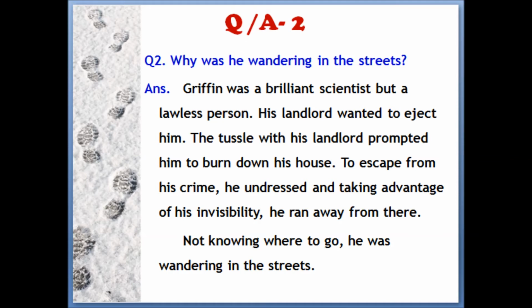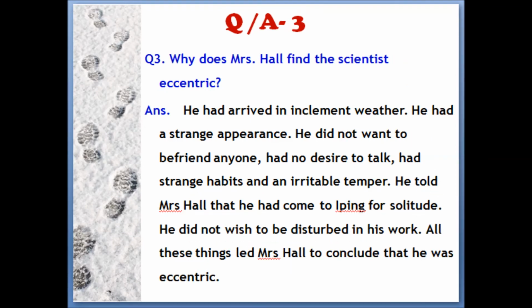Question number 3. Why does Mrs. Hall find the scientist eccentric? He had arrived in inclement weather. He had a strange appearance. He did not want to befriend anyone, had no desire to talk, had strange habits, and an irritable temper. He told Mrs. Hall that he had come to Iping for solitude. He did not wish to be disturbed in his work. All these things led Mrs. Hall to conclude that he was eccentric.